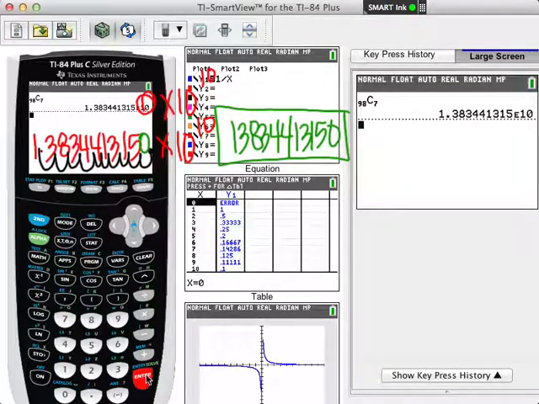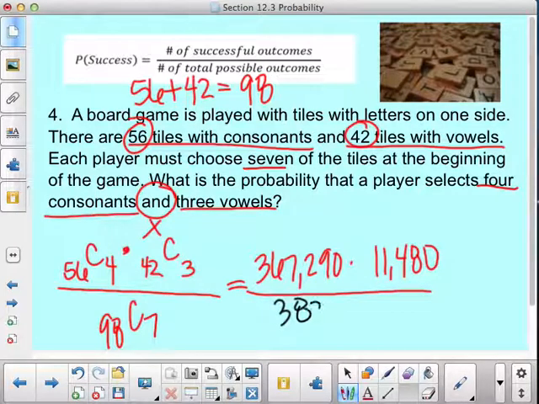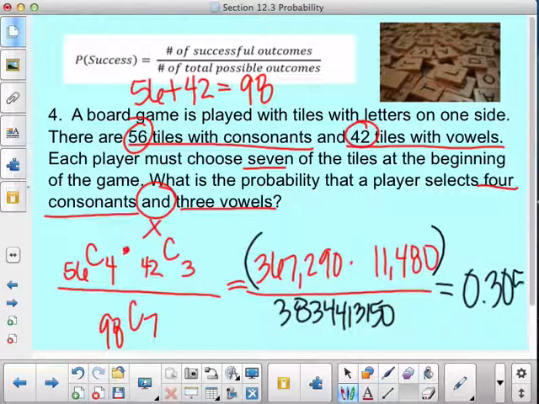So if I go ahead and put that onto my problem, I had 138,344,131,50. So on your calculator, go ahead and multiply the numerator, so make sure you put those in parentheses, and then divide by that large number. If you do that, you should get 0.305.